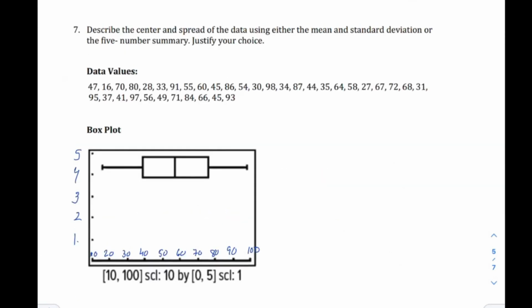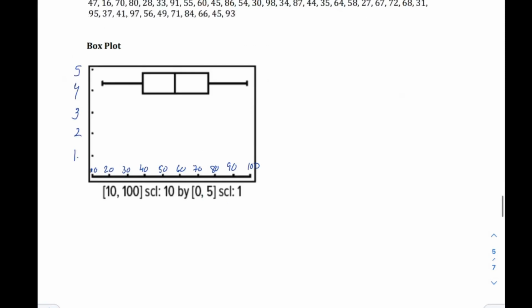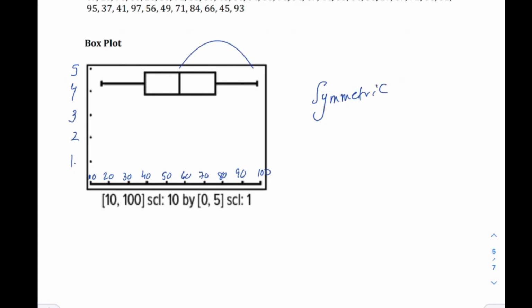Describe the center and spread of data using this. As you see here, also this is symmetric, since the length of the right whisker is equal to the length of the left-handed whisker, so we will use the mean and standard deviation.